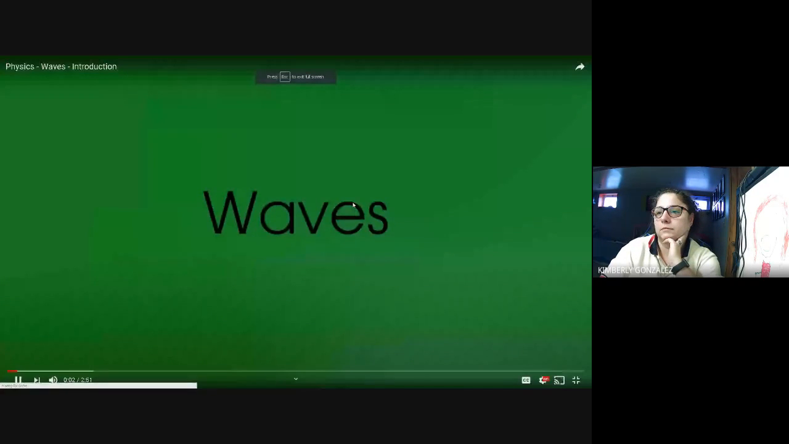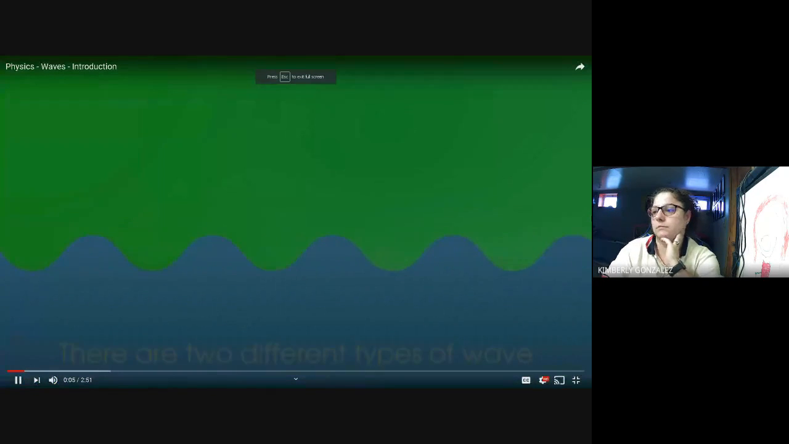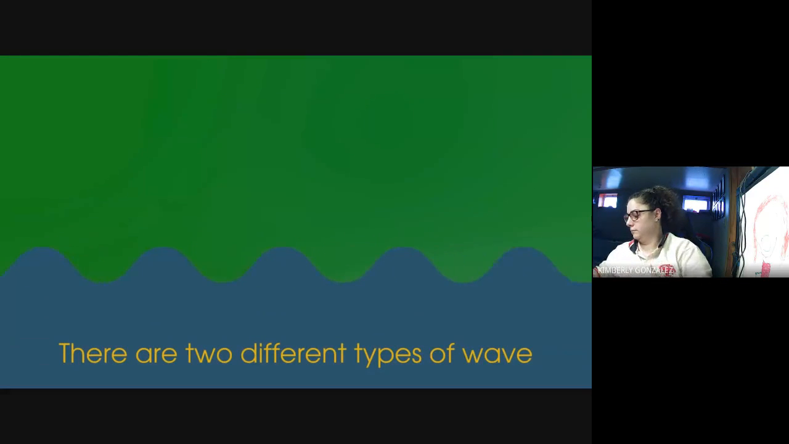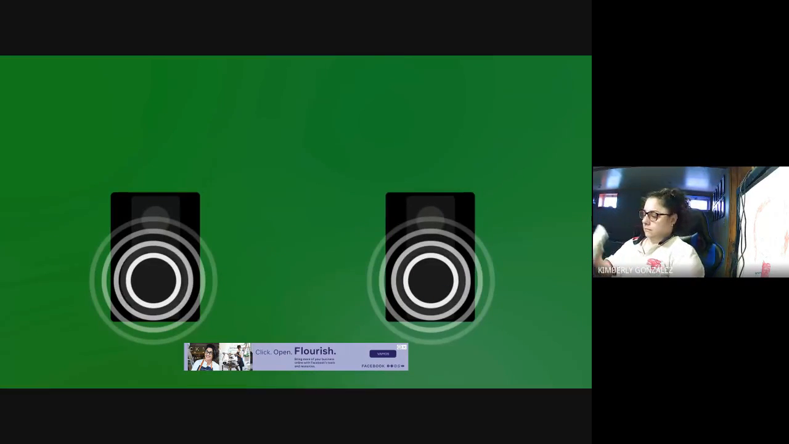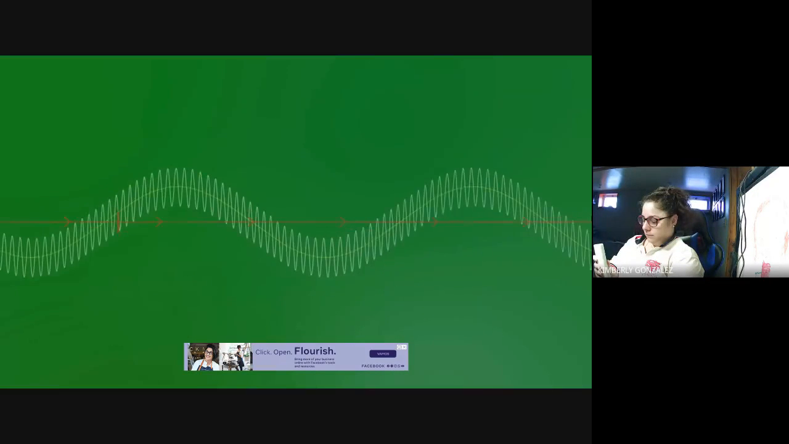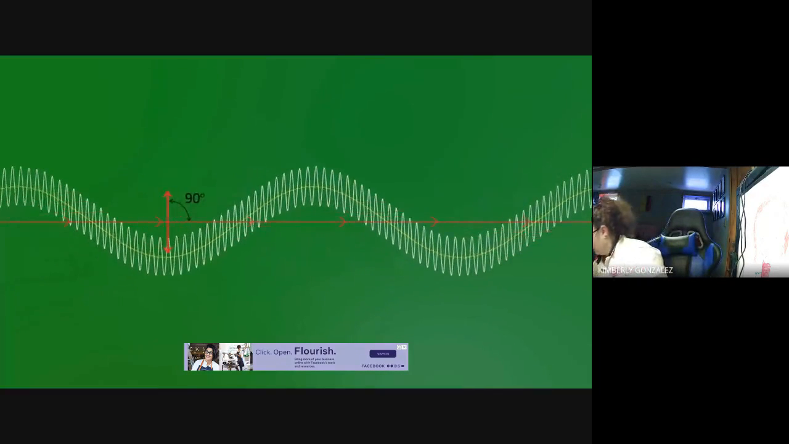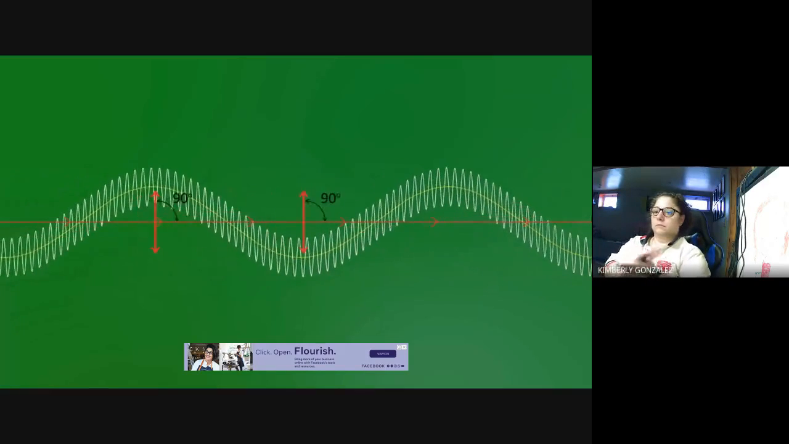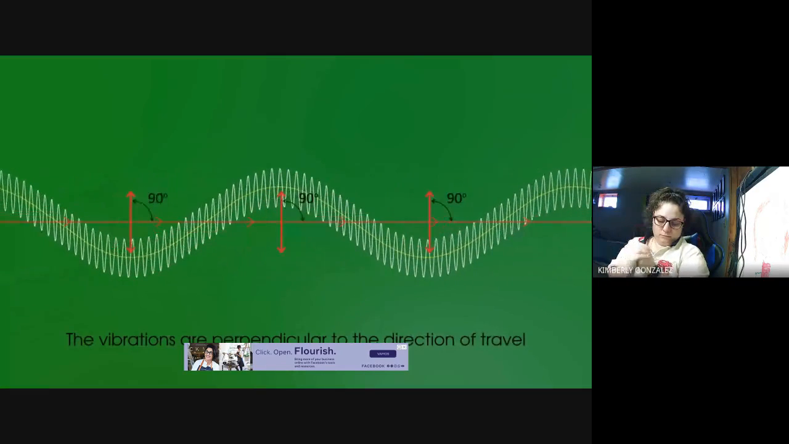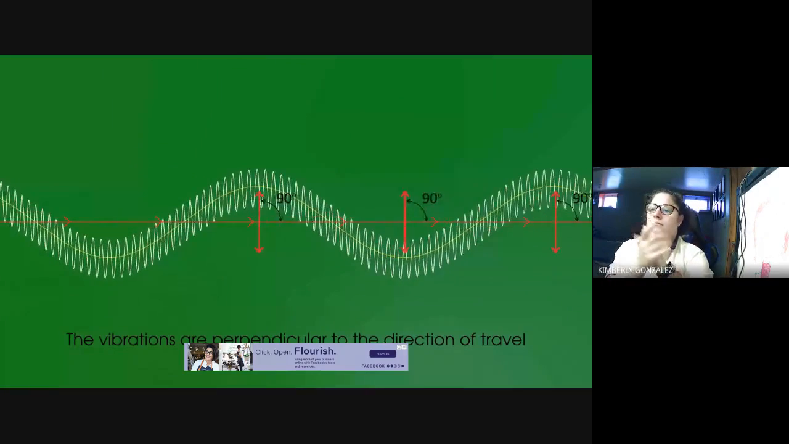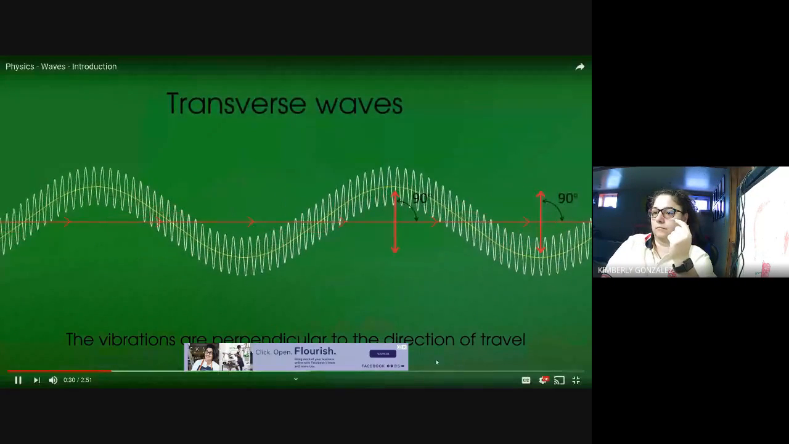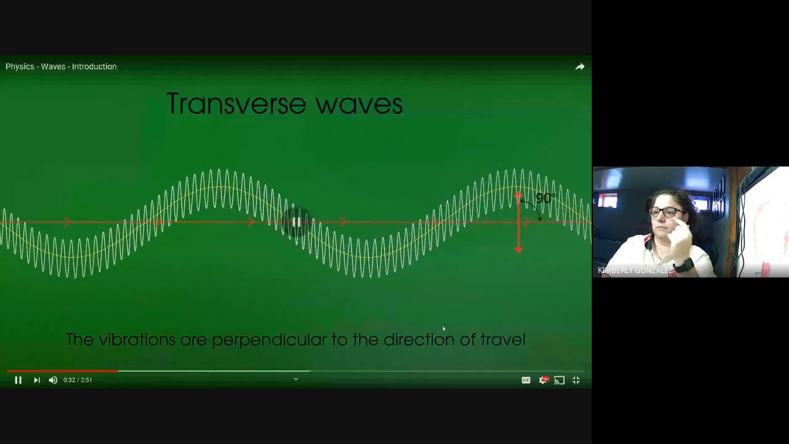Waves. One of the first things we need to know about waves is there are two different types of wave. One, shown here, by waves in the sea. The other one, shown by sound waves. So how are they different? Well, first let's look at the sea waves. If we look at them represented with this slinky, we see that the vibrations are at 90 degrees or perpendicular to the direction of travel of the wave. These are called transverse waves.